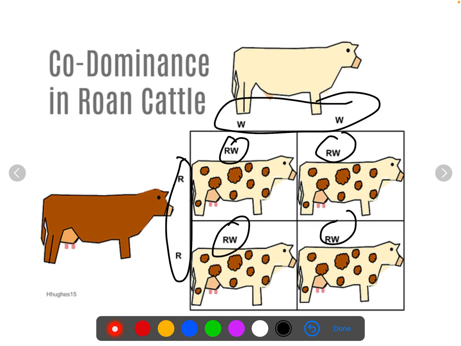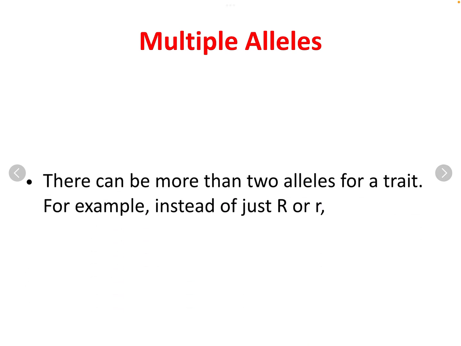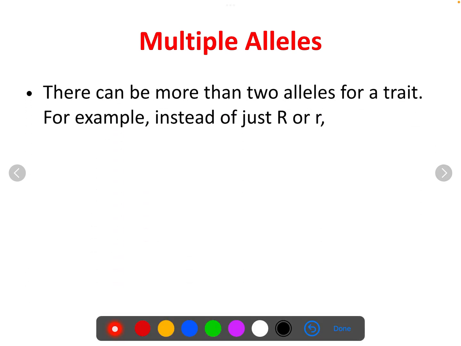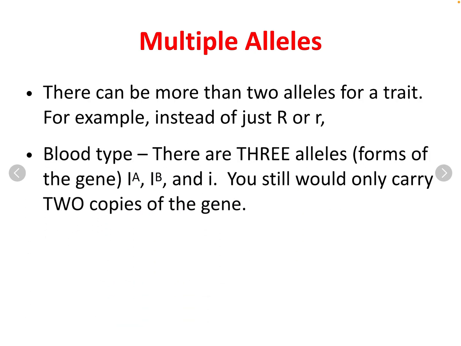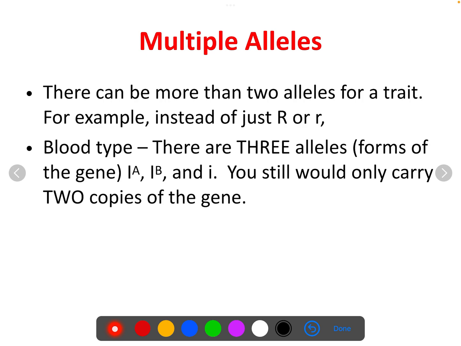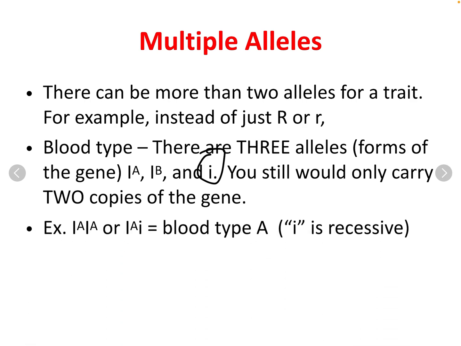So in this case, RW for all of them, so they're all roan. Sometimes we have special cases where we have multiple alleles, where there's actually more than two alleles for a trait. Like everything we've learned so far was either one or the other. For example, in blood, we have three different alleles. We have A, B, and we have type O, which is the recessive version. So that's actually indicated with the lowercase i.